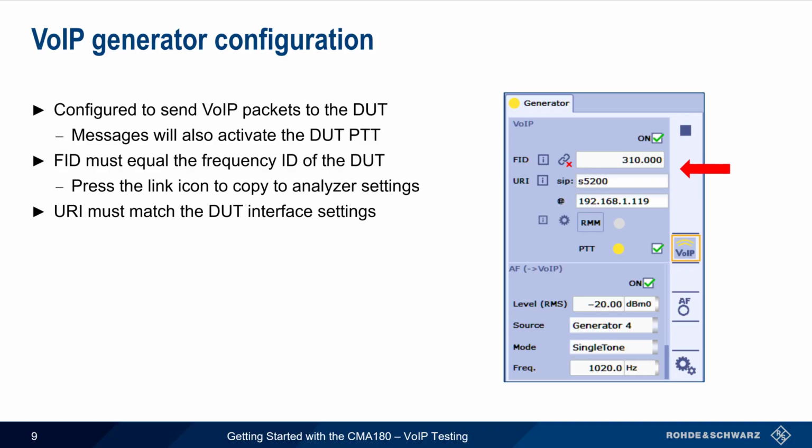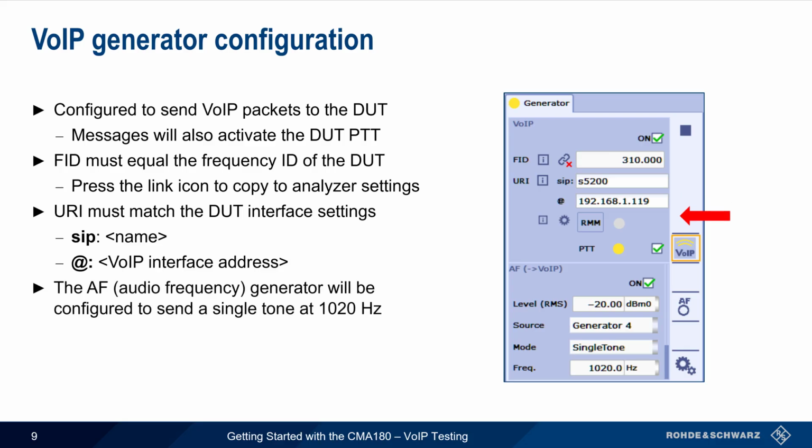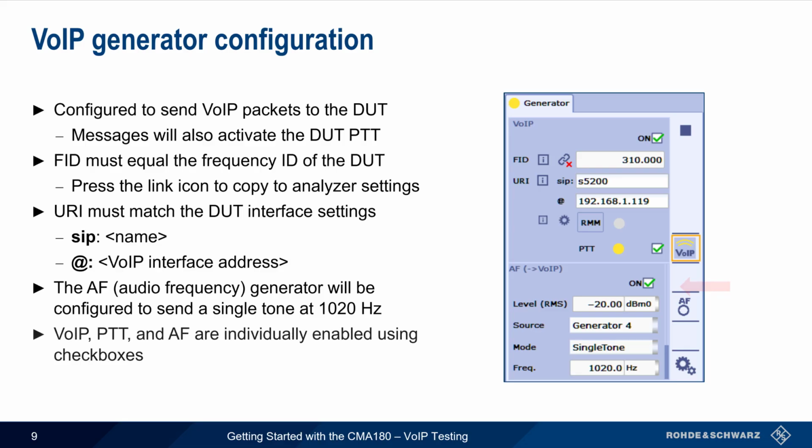Next, we must match the URI to the settings on the DUT. The SIP field should be set to the SIP name of the DUT, and the @ symbol should be followed by the DUT's voice over IP interface address. The AF, or audio frequency generator settings, control what kind of audio is encoded into the VoIP packets. And in this example, we've configured the audio source to be a tone at 1020 Hz. Note too that the VoIP, PTT, and AF generator checkboxes must all be individually enabled.